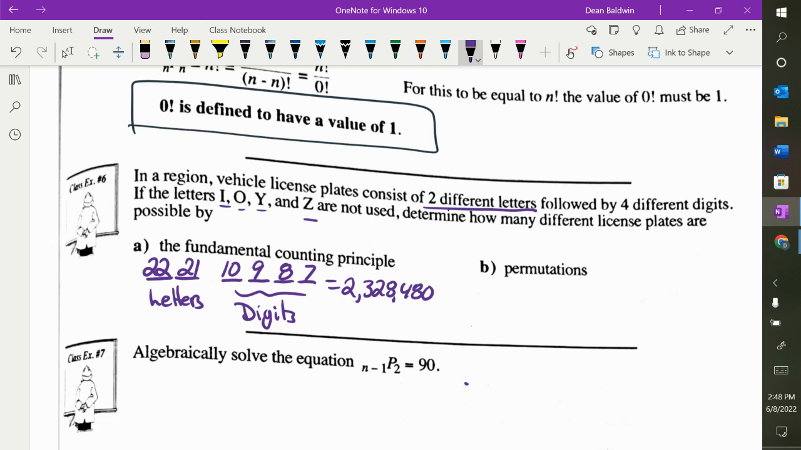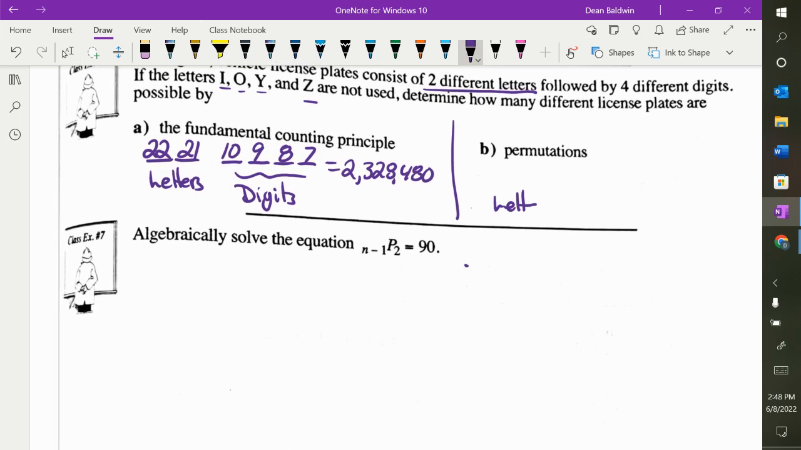That's the way we did it yesterday. That will be valid all the way through this unit. Or if you recognize that it's a permutation, the order matters, because we cannot repeat any letters or digits, I can go 22P2, because I have 22 letters to choose from and I have to pick 2 of them, times 10P4 for the digits, since there are 10 digits and I need 4. You should get the same number, 2,328,480.